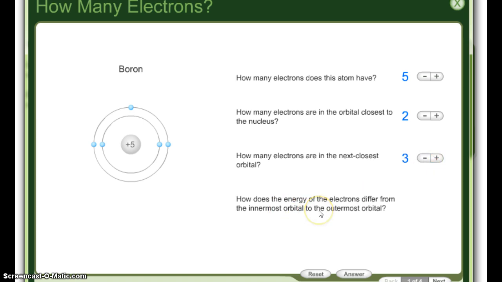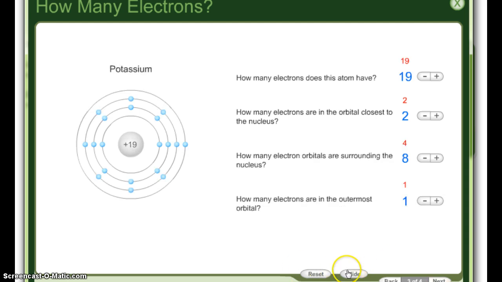How does the energy of the electrons differ from the innermost orbital to the outermost? In other words, which one has more energy? The energy increases. There's more energy as you get further away from mom, and you can run around like a little crazy kid. Mom, in this case, being the nucleus.